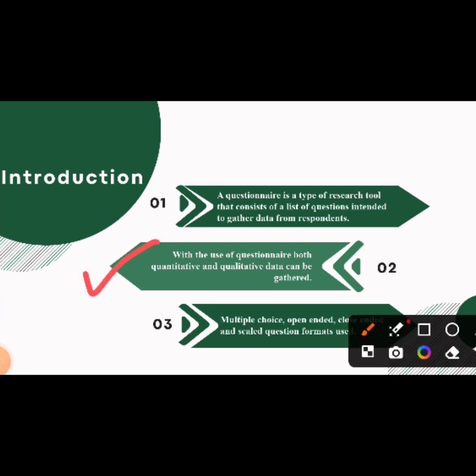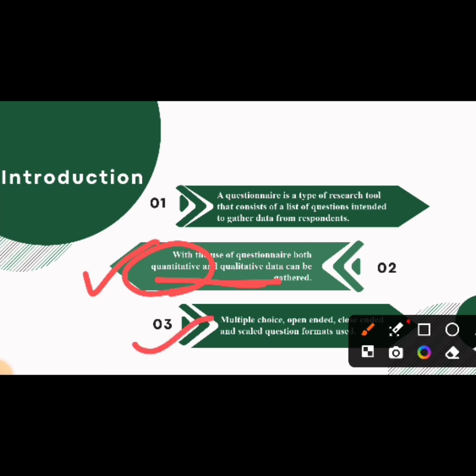Second point is that with the use of questionnaire, both quantitative and qualitative data is gathered. Okay, so quantitative data means that data which includes numbers, means mathematical figures, etc. And qualitative data is that data which does not include any type of mathematical figure. Okay, so it does not include numbers.